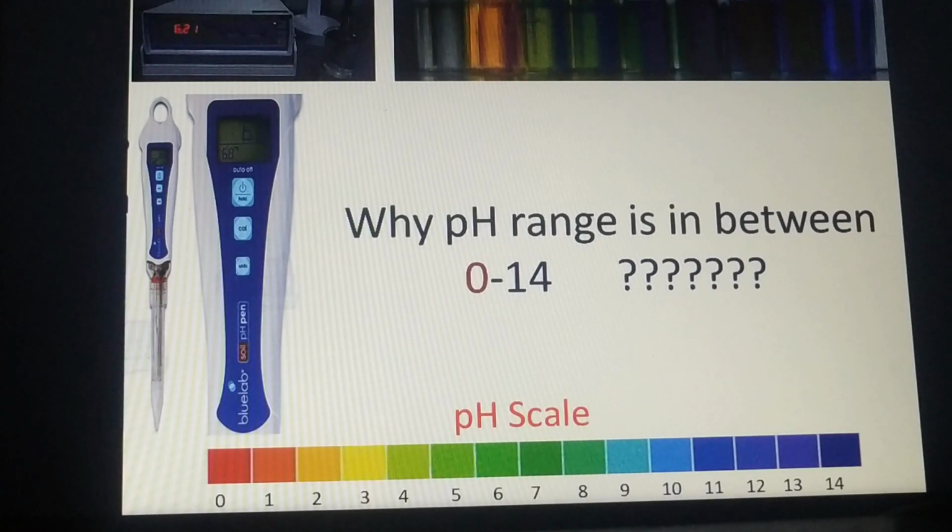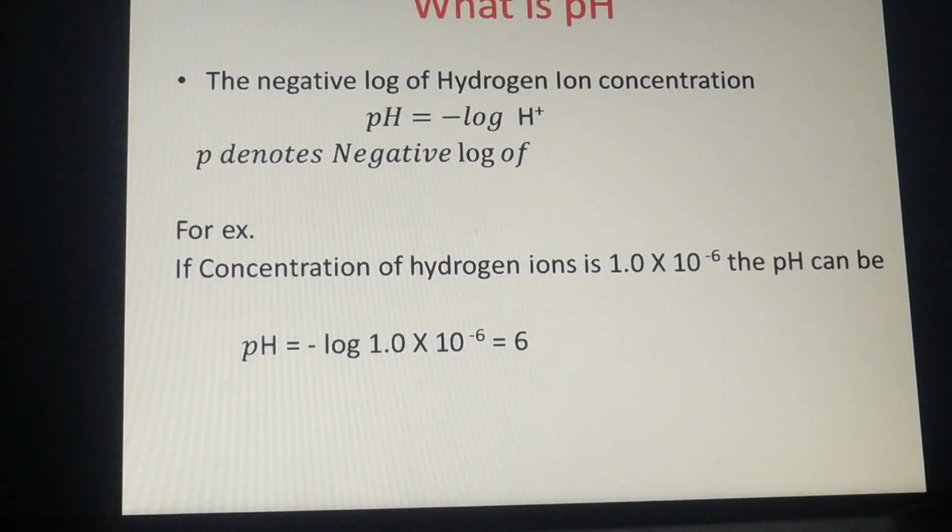Today we learn why the pH range is between 0 to 14. There are many videos on YouTube or elsewhere, but none of them explain properly why the pH range is between 0 to 14. So today we will learn why the pH range is between 0 to 14.